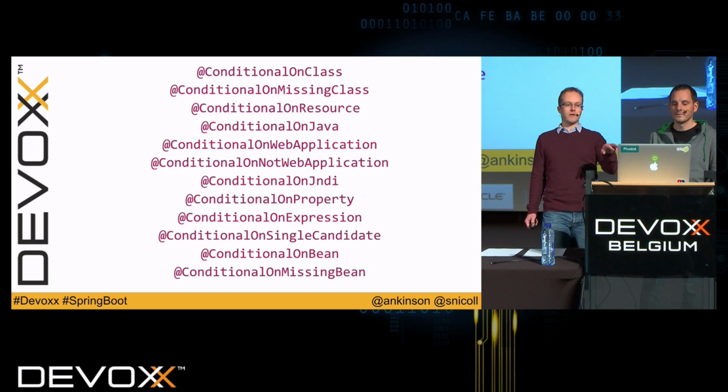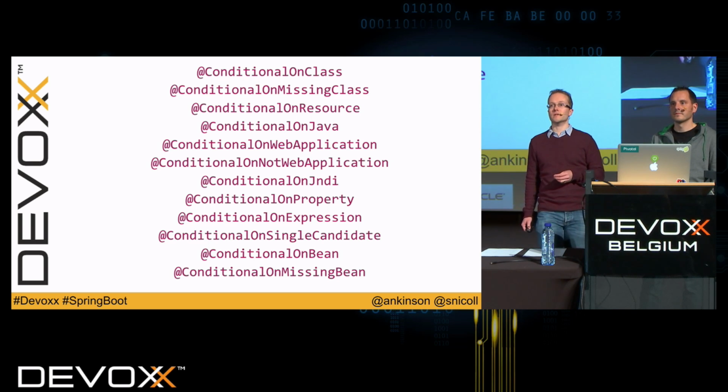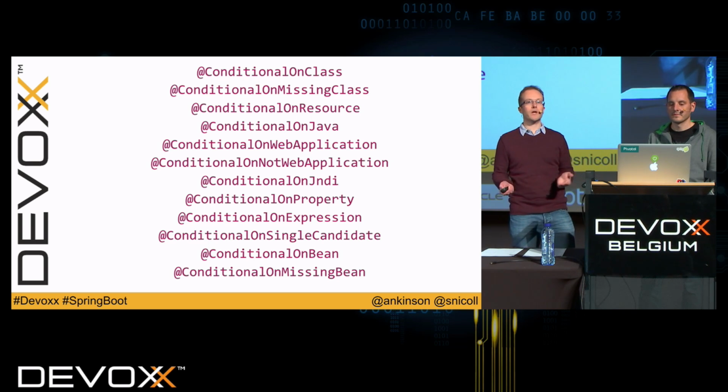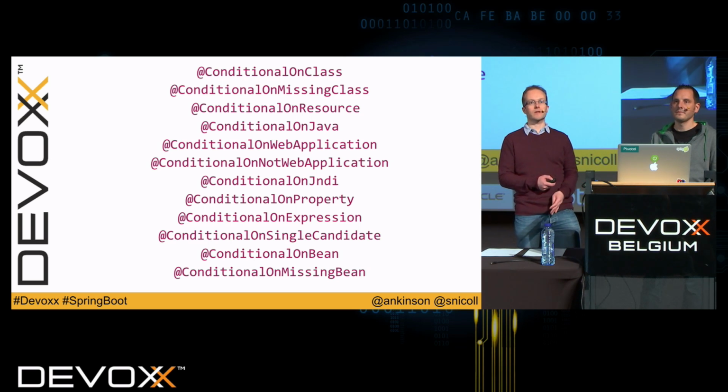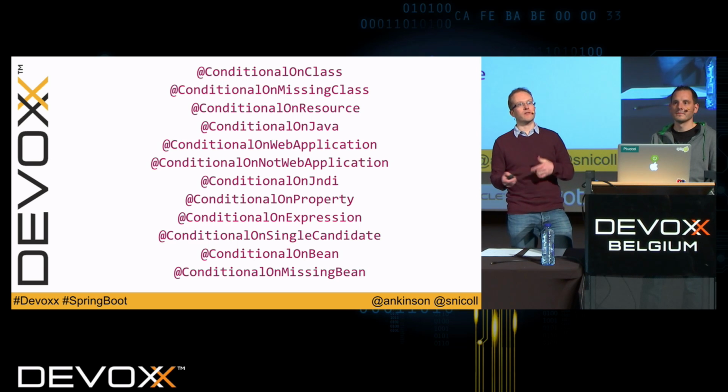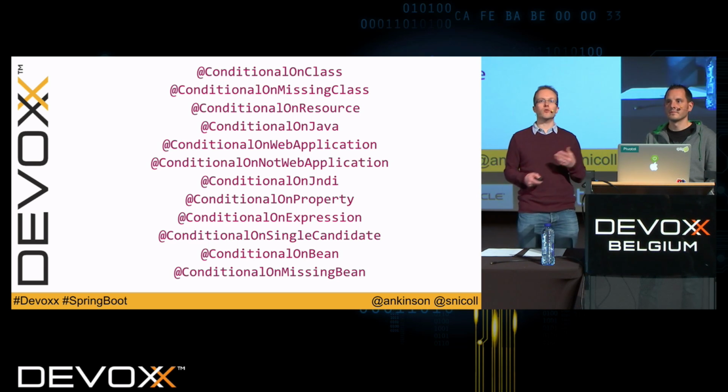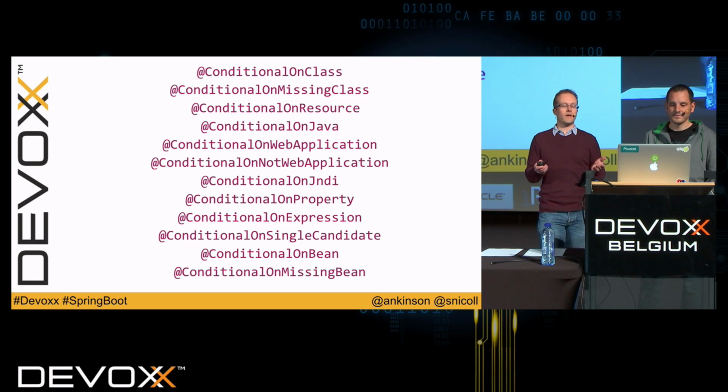Right the way down to the 3 I've just talked about, conditional on single candidate, conditional on bean, and conditional on missing bean. Those 3 are potentially quite slow to evaluate because we have to interrogate the application context and find out if there's a bean of a particular type. And that might involve looking at factory beans and seeing what type of beans they might produce. And so it's a fairly involved process to figure out.